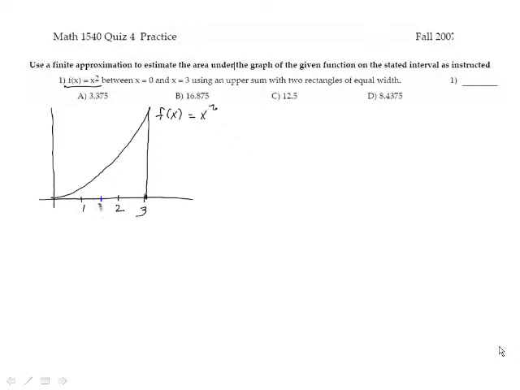And this point is 3/2. And it said to use an upper sum, which means you're going to overestimate the area. So the first rectangle looks like this in blue, and the second rectangle looks like this in blue. And the width of the rectangle is obviously 3/2.